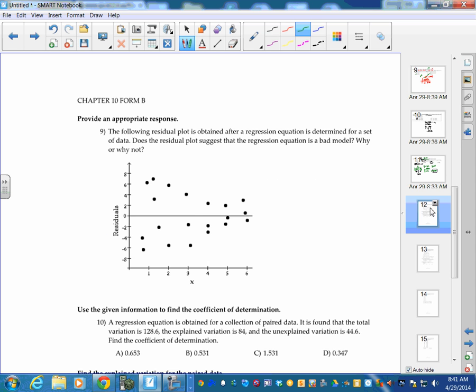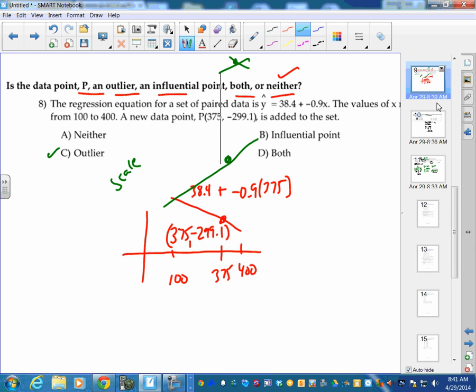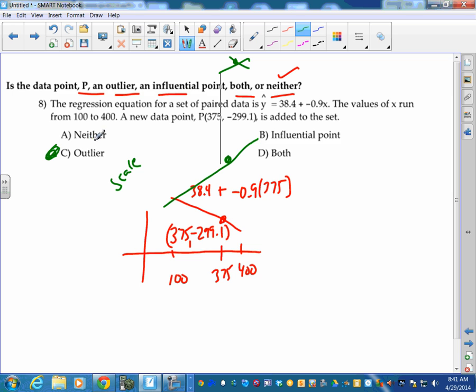What did it say? You put C. No, it's neither. I said it would be an outlier if it was up here. We said it was neither. It's not going to change the equation or throw it out. It's on the line. The line's not going to change. If the new data point was higher, it'd shift everything up.